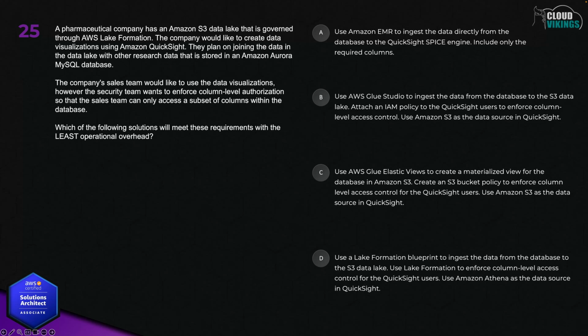A. Use Amazon EMR to ingest the data directly from the database to the QuickSight SPICE engine. Include only the required columns. B. Use AWS Glue Studio to ingest the data from the database to the S3 data lake. Attach an IAM policy to the QuickSight users to enforce column-level access control. Use Amazon S3 as the data source in QuickSight. C. Use AWS Glue Elastic Views to create a materialized view for the database in Amazon S3. Create an S3 bucket policy to enforce column-level access control for the QuickSight users. Use Amazon S3 as the data source in QuickSight.